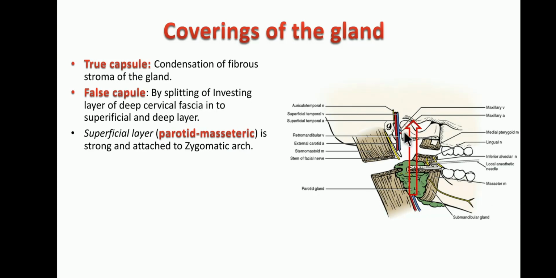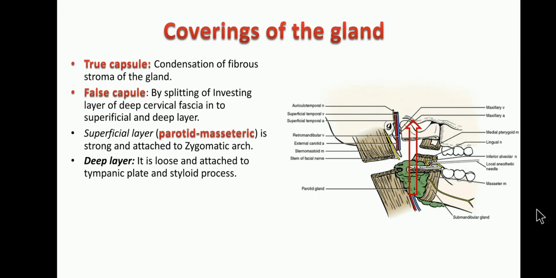The superficial layer is called the parotidomasseteric fascia, and it is a very strong and thick layer. It is attached to the lower border of the zygomatic arch. This part of the superficial layer also merges with the epimysium of the masseter muscle, forming a strong parotidomasseteric fascia. Whereas the deep layer, which passes deep to the medial surface of the gland, is not very thick but comparatively thin, and it is attached to the styloid process and the tympanic plate.